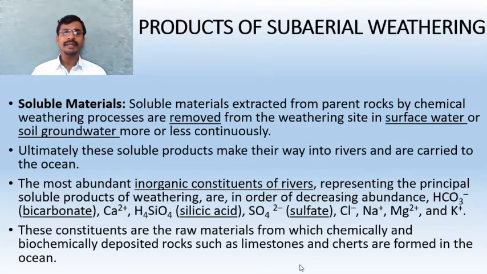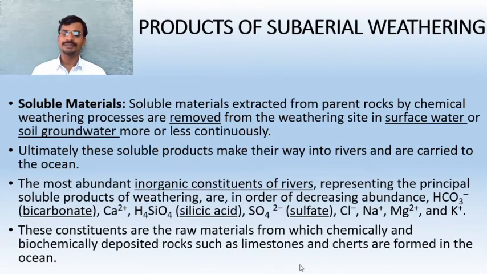The most abundant inorganic constituents of rivers, which represent the principal soluble products of weathering, are, in decreasing order of their abundance, bicarbonate, calcium, silicic acid, then sulfate, chlorine, sodium, magnesium and potassium. These constituents are the raw material from which chemically and biochemically deposited rocks such as limestone and cherts are formed in the ocean.